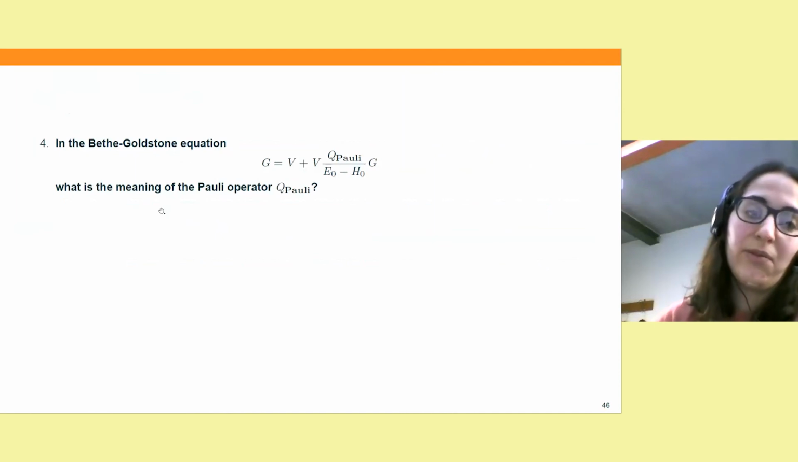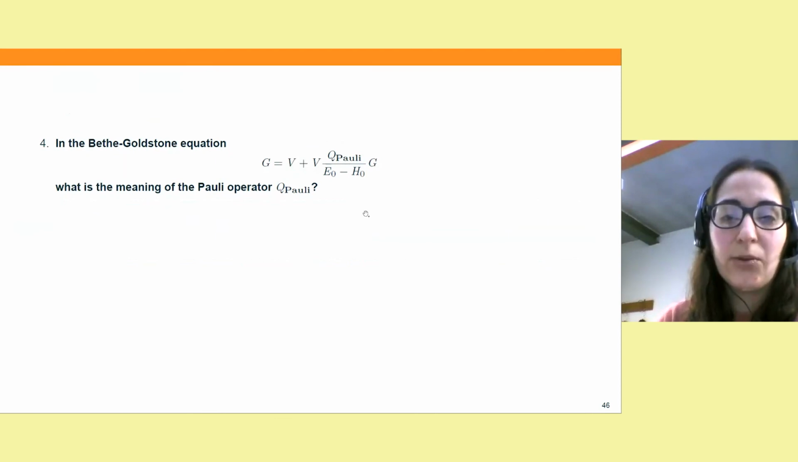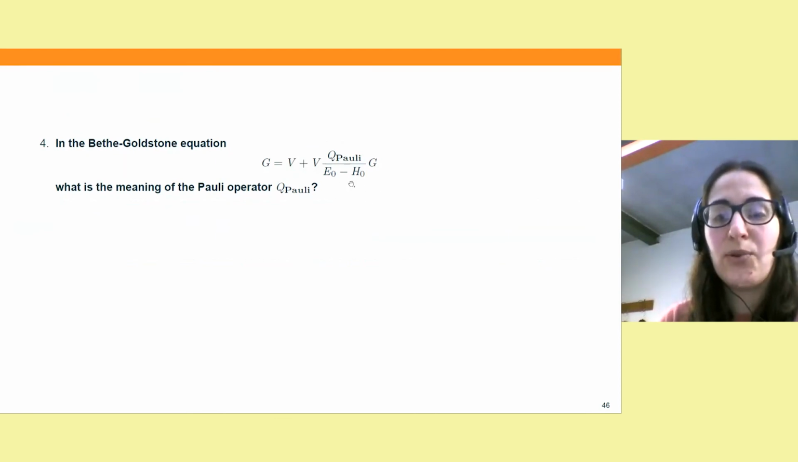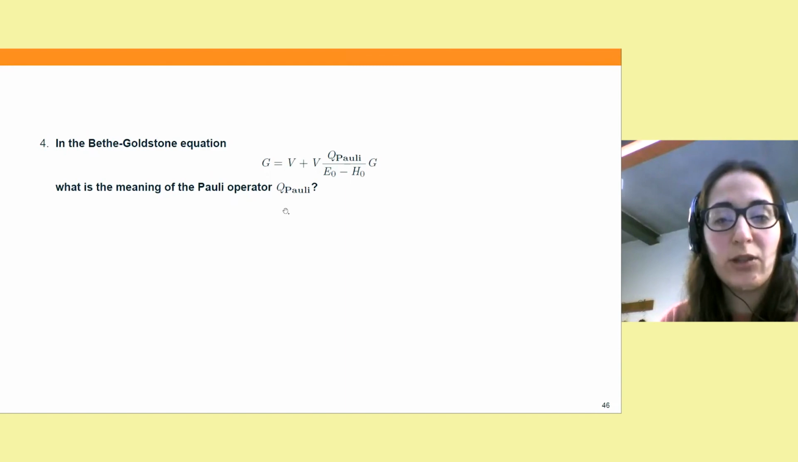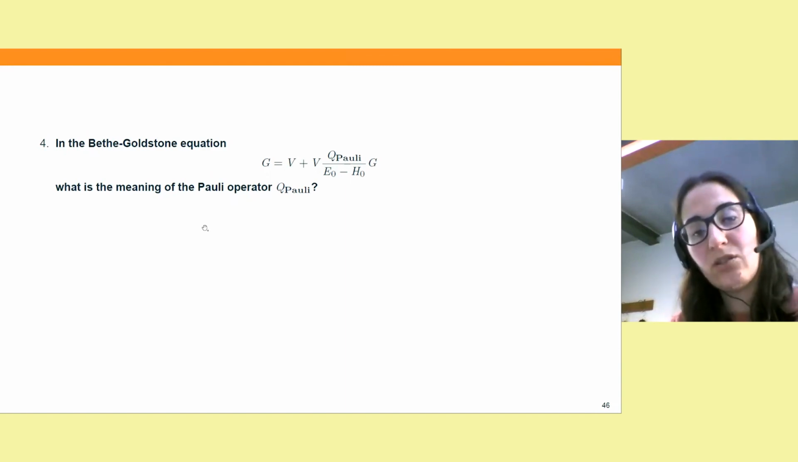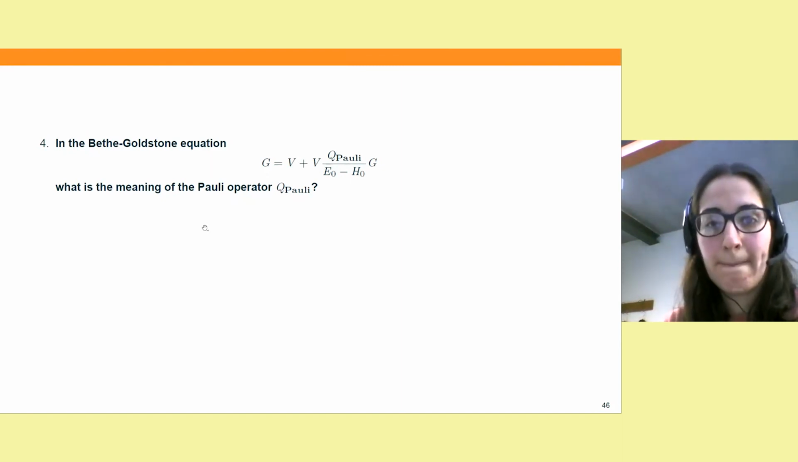And the last question that I have prepared. So in the Bethe-Goldstone equation, that is this equation here that we saw that has a similar form as the Lippmann-Schwinger equation, but it has this Pauli operator here. What is the meaning of this Pauli operator? Does anyone want to try to give an answer?